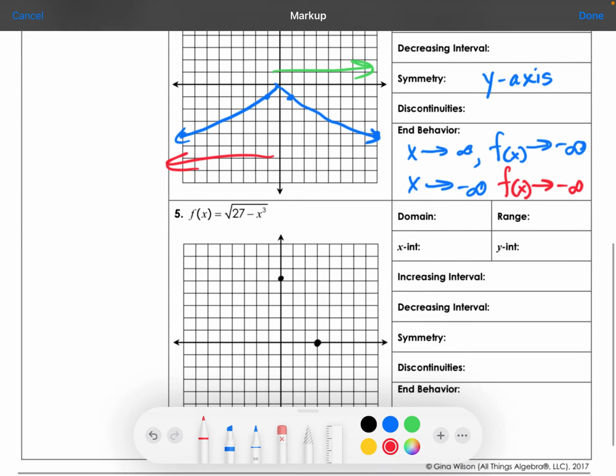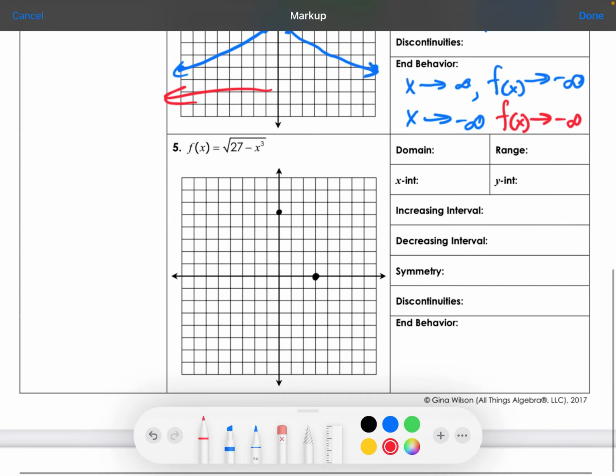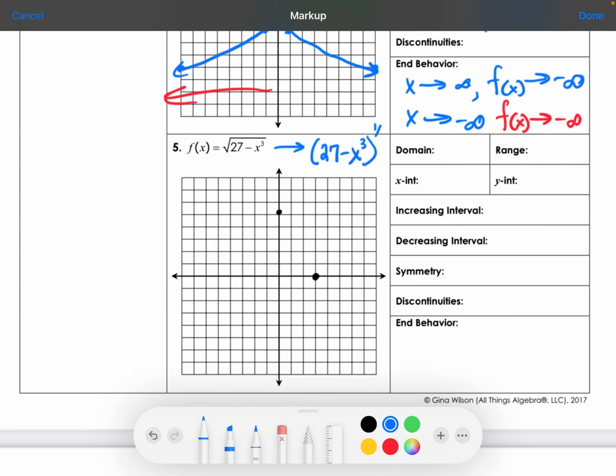The last one I want to show you is this one. I was looking at it earlier, and you can't put it in the calculator as it is. I'm not exactly sure why. At least it didn't work on my calculator. You guys can try it if you want. But if you put it into rational form, because this whole thing is the square root, we have to take this whole thing and put it to the 1/2. Okay? And it does work.